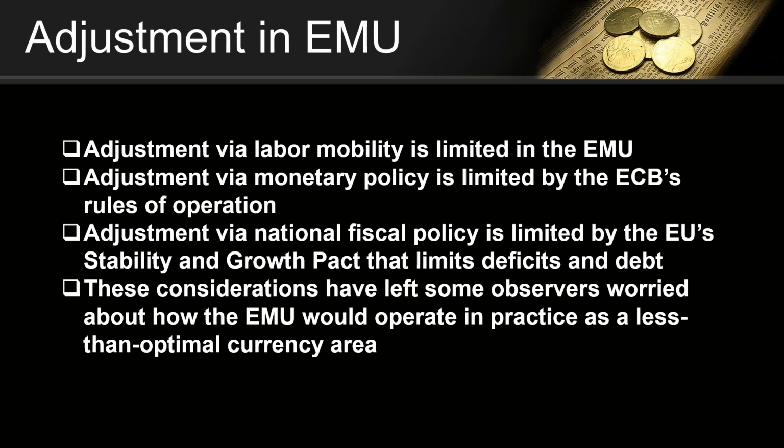So the next potential remedy is monetary policy of the ECB. Recall that the ECB is required to maintain annual increases in the harmonized index of consumer prices at or below 2%. It therefore has very little discretion to pursue other adjustment measures. The final potential remedy for unemployment is national fiscal policy. But this policy is limited by the EU stability and growth pact that limits deficit and debt.